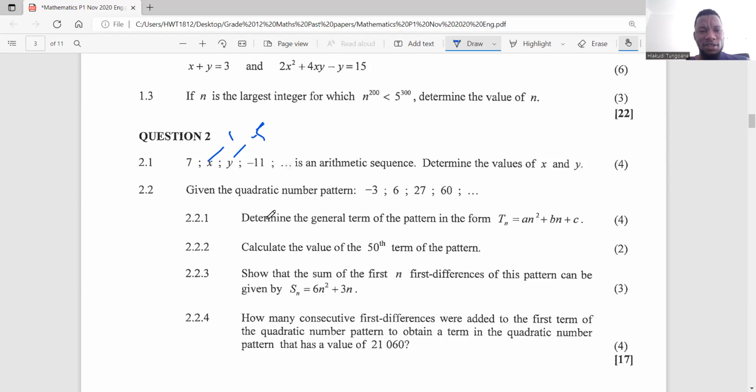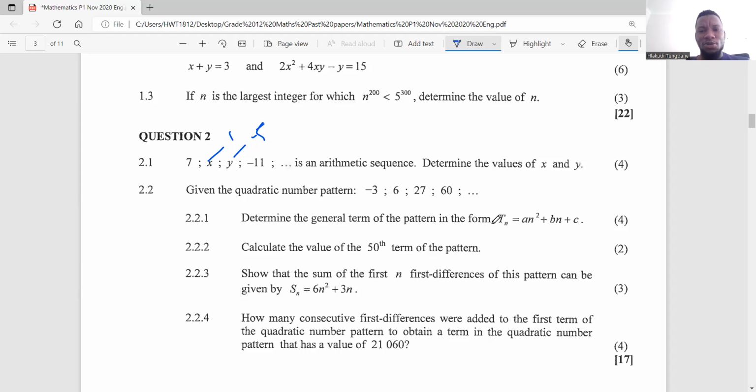Okay, so now let's look at the second question. The second question says you are given a quadratic number pattern: minus 3, 6, 27, and 60. Again, we need to be thinking about the characteristics of a quadratic number pattern. We know that the second difference has to be constant. The first difference gives us an arithmetic sequence. Having those at the back of your mind makes it easy to solve the questions, without thinking too hard.